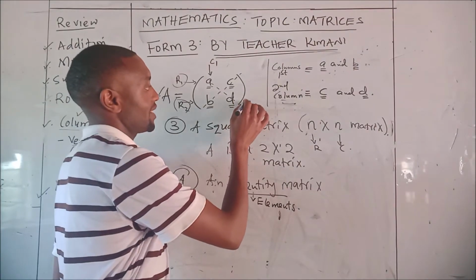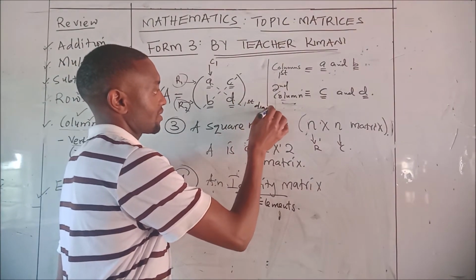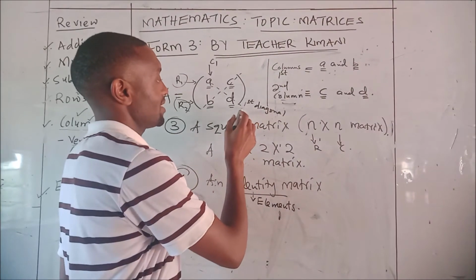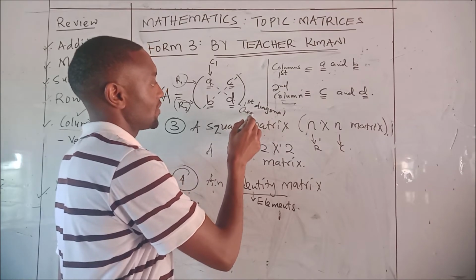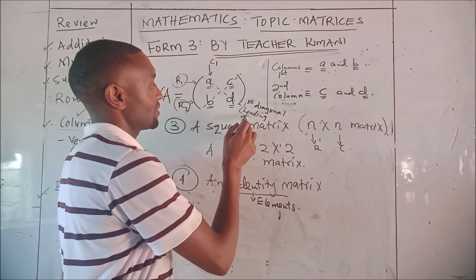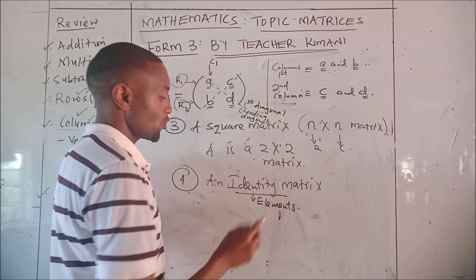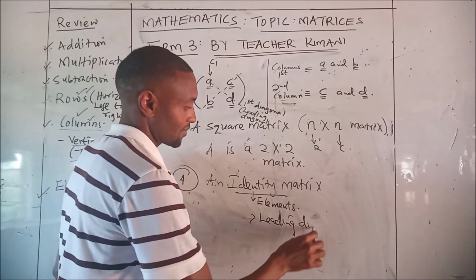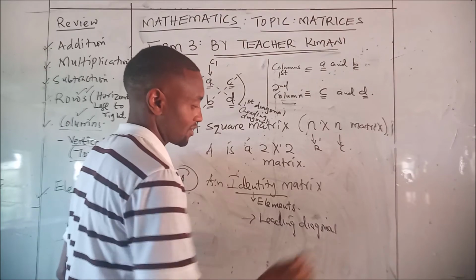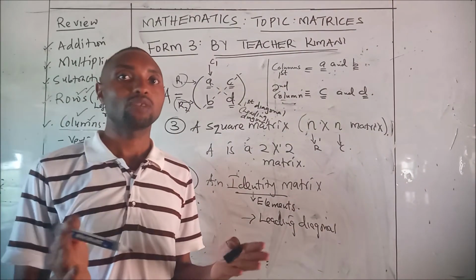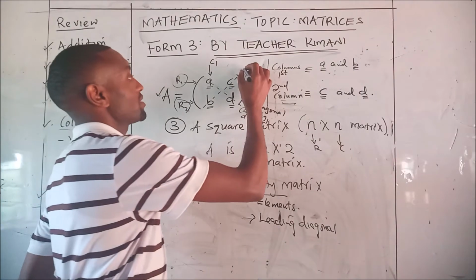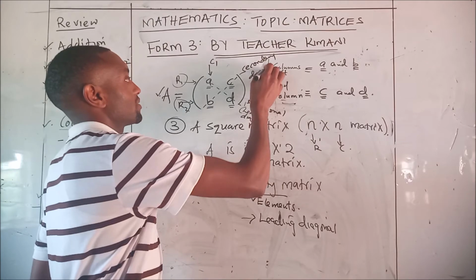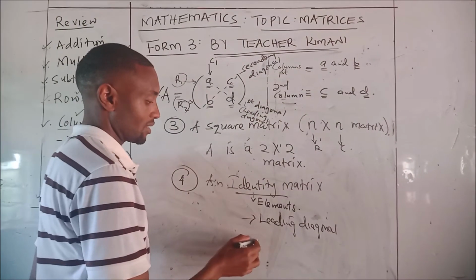Look at the first diagonal. For this diagonal, we normally refer to it as the leading diagonal. So we look at the leading diagonal information. And again, we look at the other diagonal, which is the secondary diagonal.